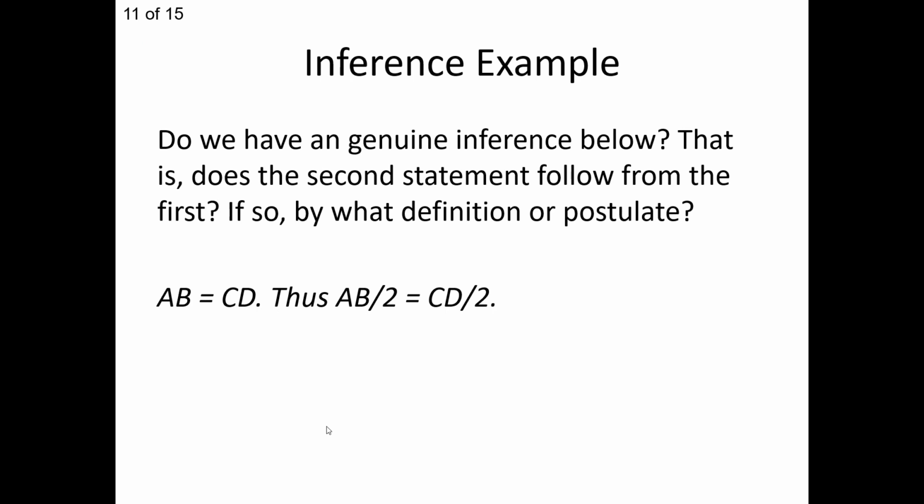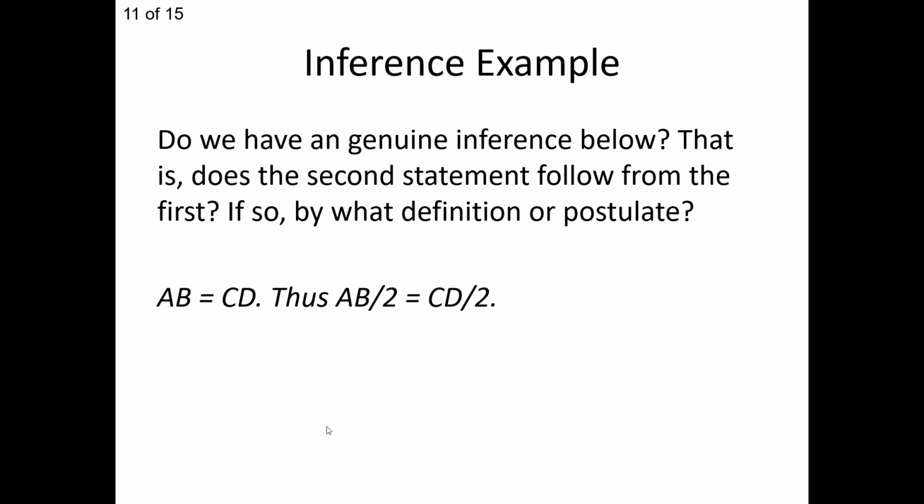And so we want to make sure that it's genuine, meaning that the second statement we make does actually follow from the first. We're not just saying something and thinking that something is true. We actually have to have this next statement justifiably true, which means we have to support it with either a definition or with a postulate. So here's our inference down below.